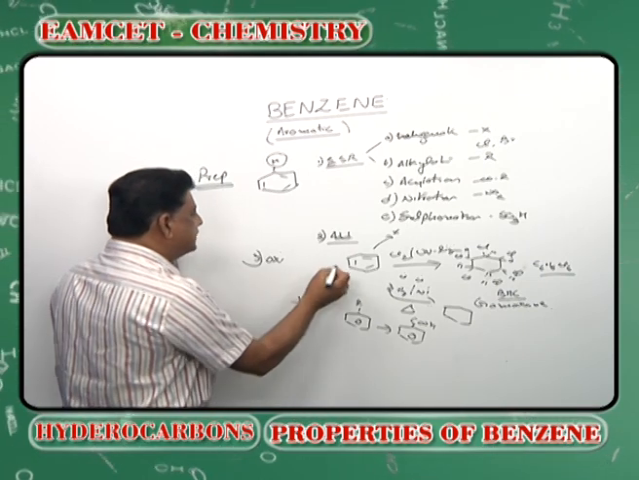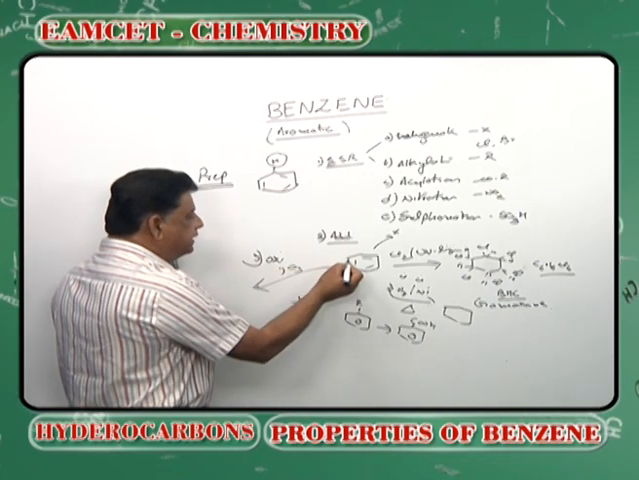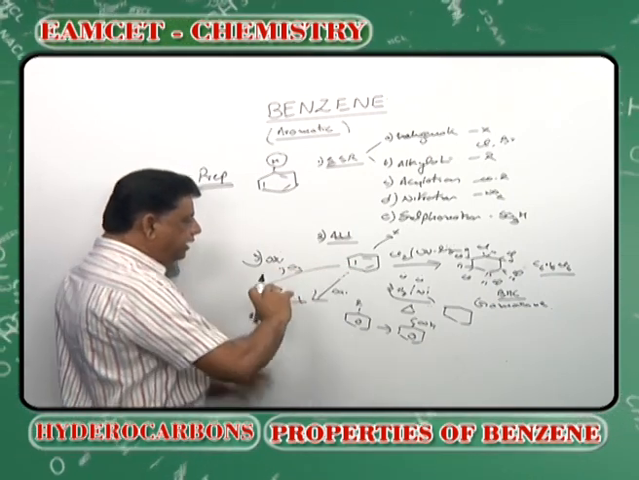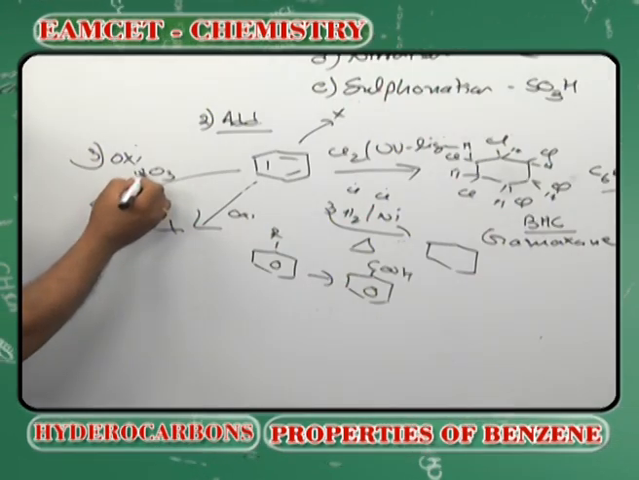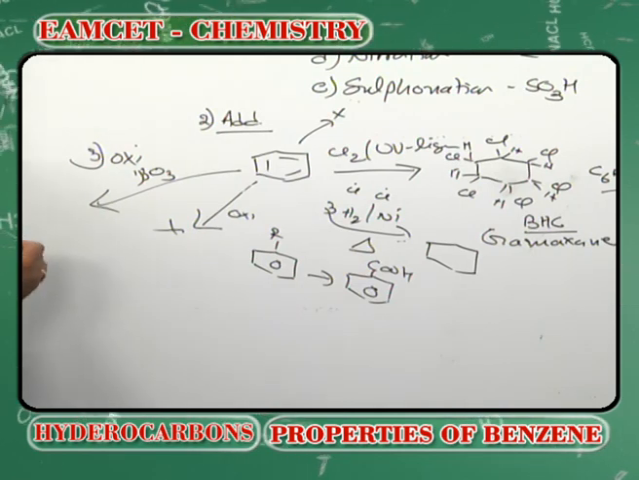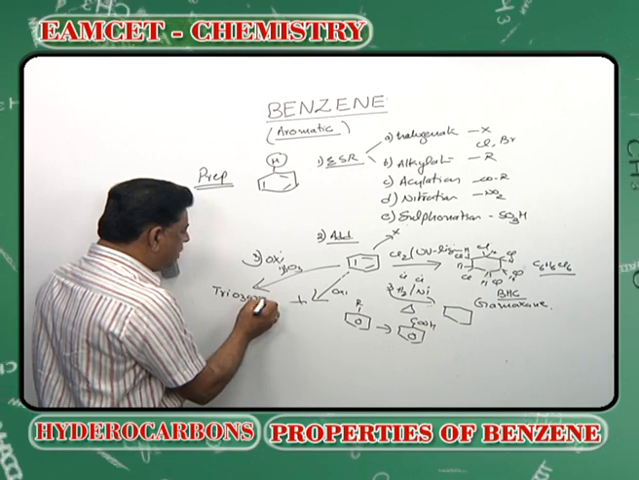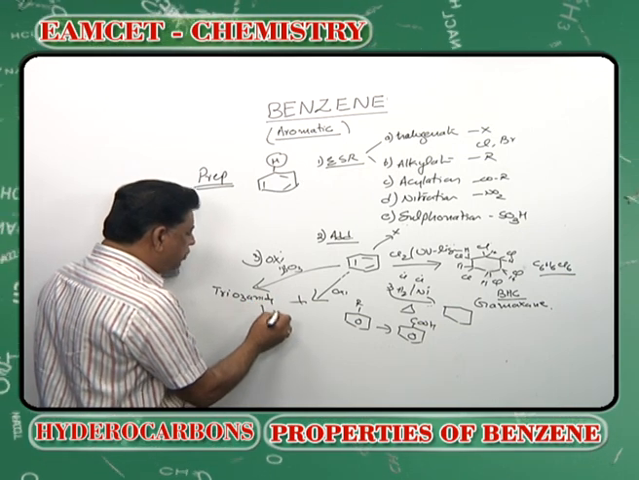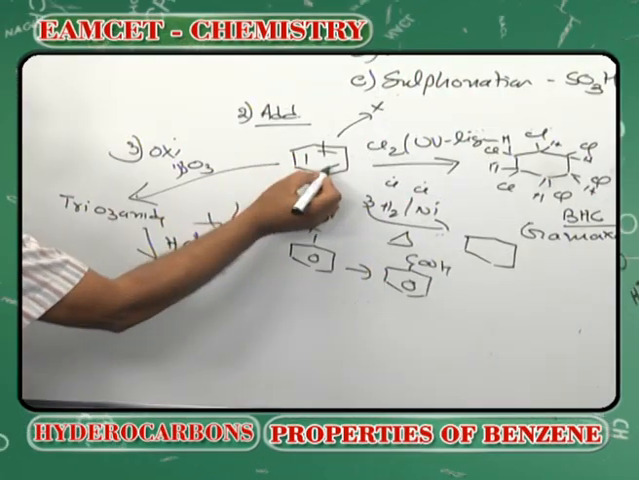But there are some reactions, like ozonolysis. In ozonolysis, O3 is added across the double bond and rearranges to an ozonide. How many ozones are consumed? A question may be asked, because 3 double bonds are there. 3 ozones are consumed, and you will get a triozonide. When you hydrolyze this triozonide with water in the presence of zinc, you will get 3 pieces.